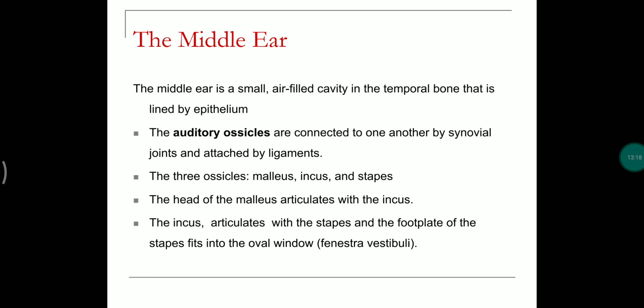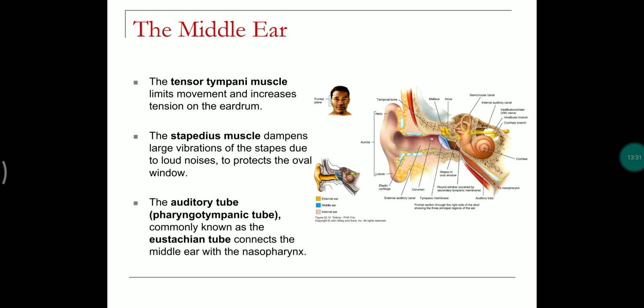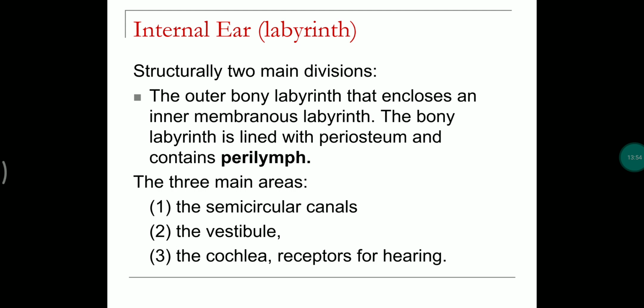Coming to the middle ear, it consists of ossicles, the smallest bones of our body, and the three ossicles are called malleus, incus, and stapes, which are articulated with one another and conduct sound waves to the footplate or oval window at the cochlea. And the middle ear consists of muscles, the tympanic muscle, stapedius muscle, and the auditory tube. These muscles help in the movement of the eardrum and the ossicles, and the auditory tube, also called the eustachian tube, helps in the maintenance of pressure inside the ear.